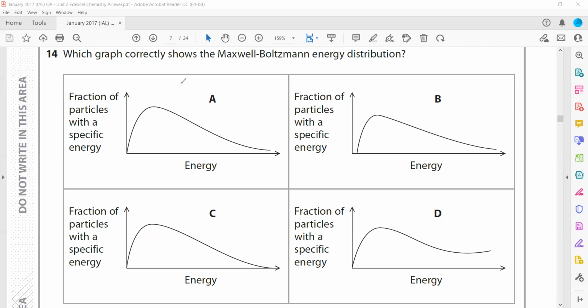When we increase the temperature, what will happen? The peak will decrease and it will shift more towards the right-hand side. This is what happens if we increase the temperature.